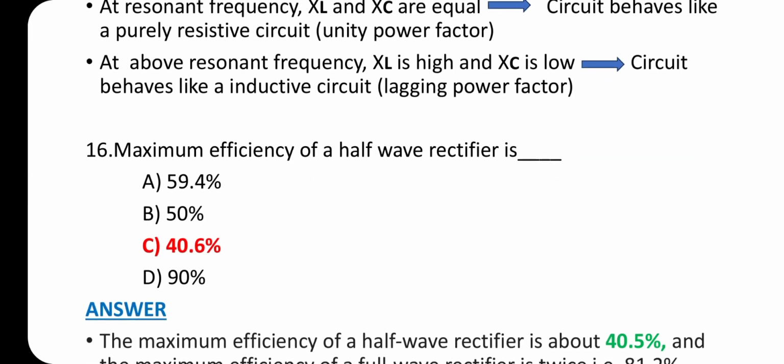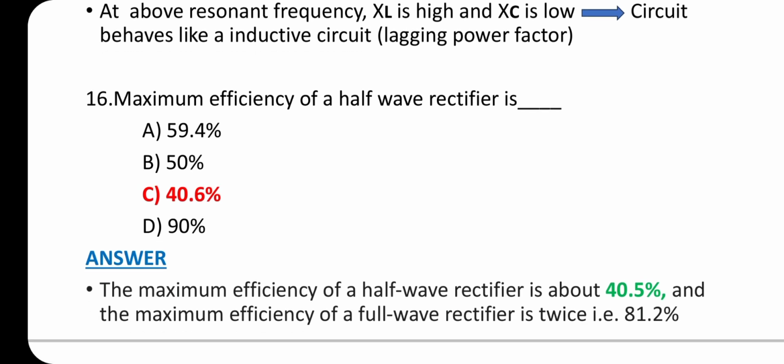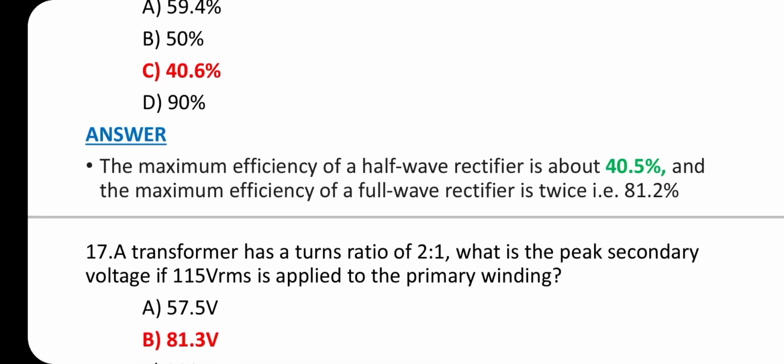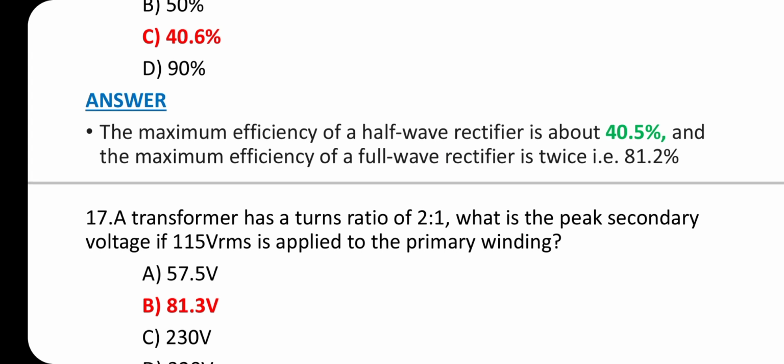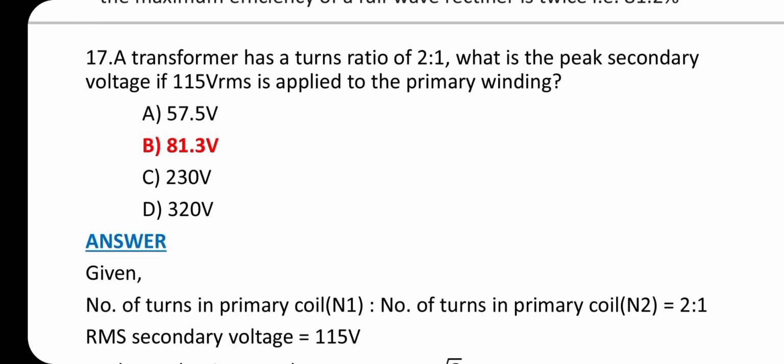Question number 16. Maximum efficiency of a half-wave rectifier is option C, 40.6%. The maximum efficiency of a half-wave rectifier is about 40.5% and the maximum efficiency of a full-wave rectifier is twice that, that is 81.2%.